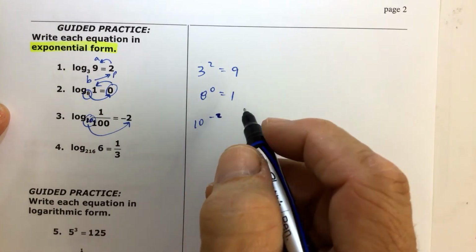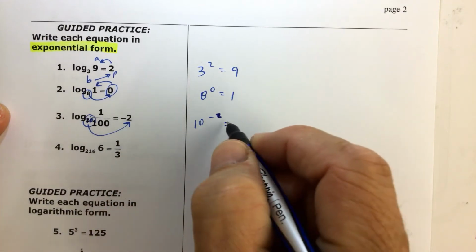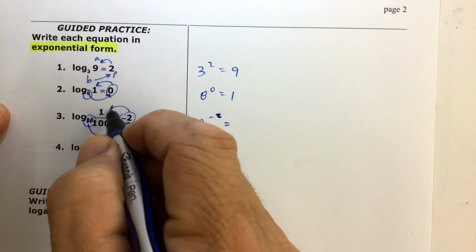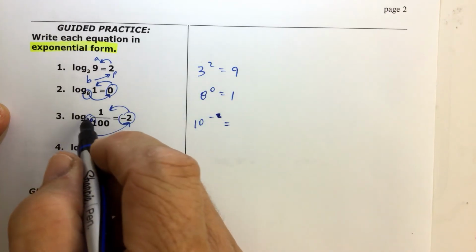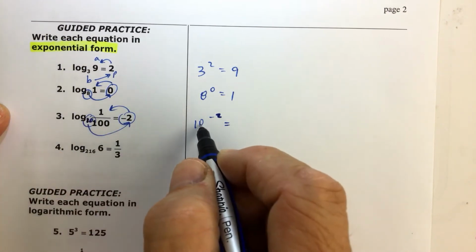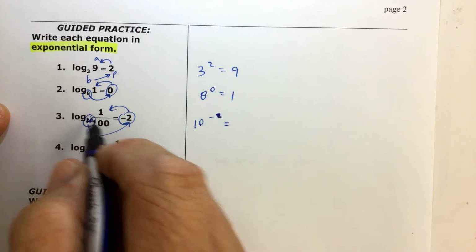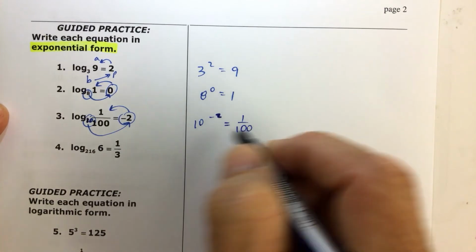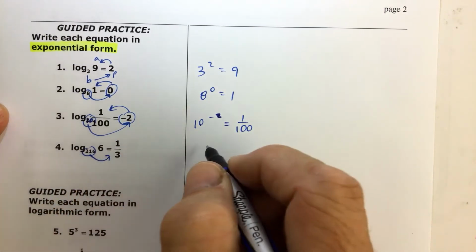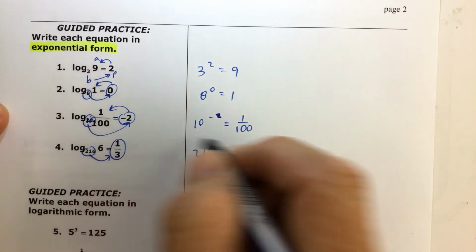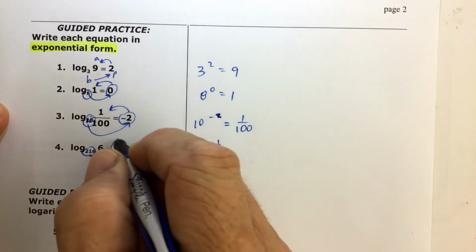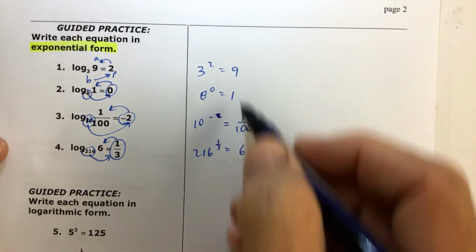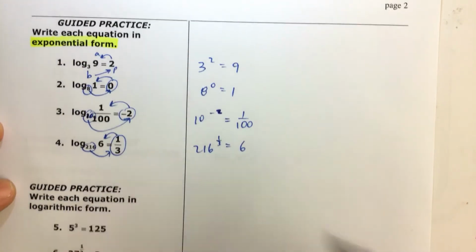So this is what you want to be remembering. You don't want to just try to memorize where the numbers go. You want to try to memorize and understand why the numbers go where they go. So the base is always the same. Here we call this the base. Here we call this the base. Exponential form or logarithmic form. Anyway, 10 to the -2 equals 1 over 100. And then finally, 216 to the 1/3 is equal to 6. So in this right-hand column, we have exponential form. In this column, we have logarithmic form.